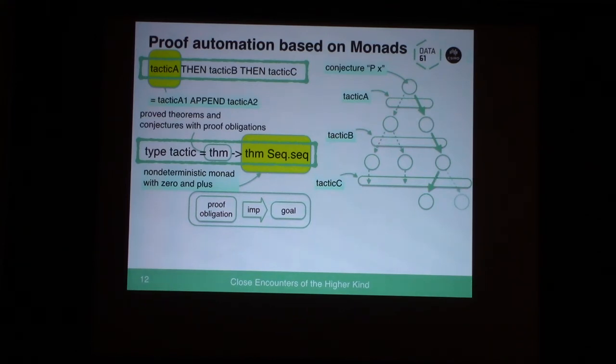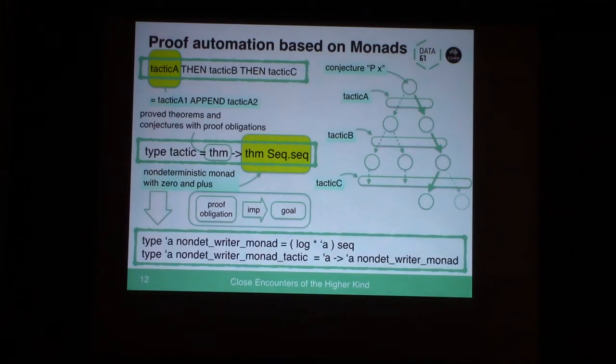So I decided to trace the proof search using the writer monad. But Isabelle already uses the non-deterministic monad, so we combined them using the writer monad transformer. This is how I implemented powerful proof search with efficient proof script generation.